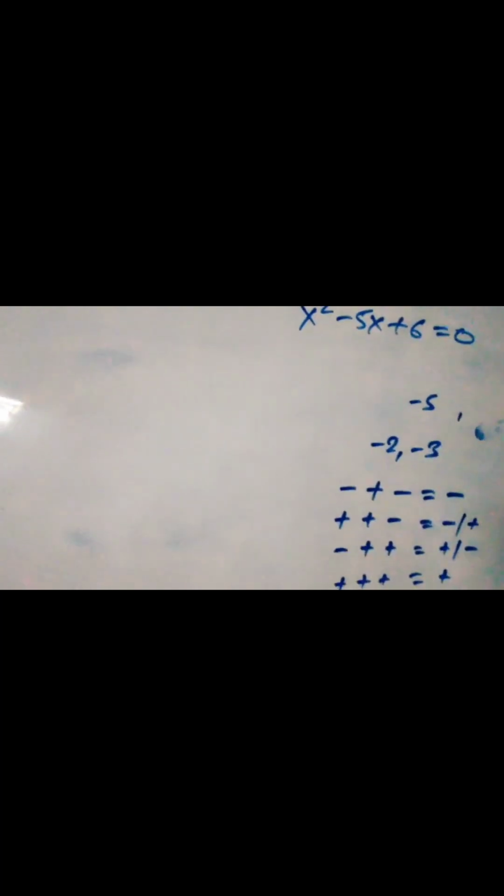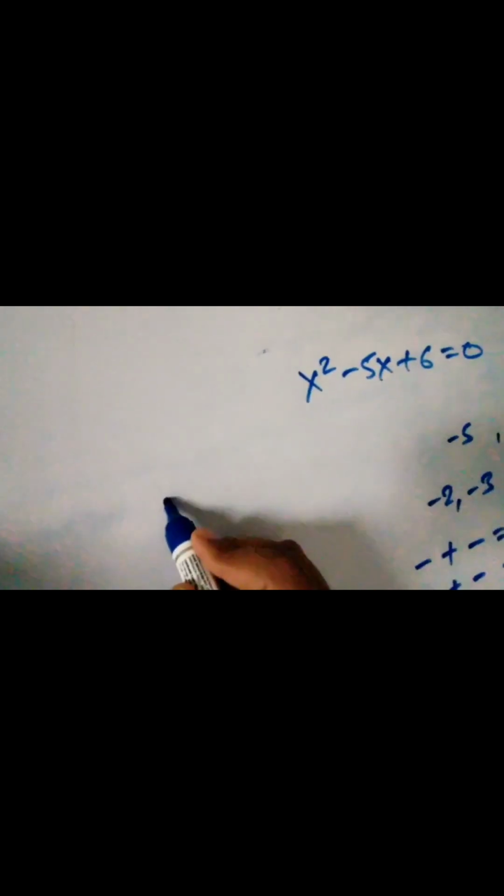Either negative comes, or positive comes. Negative plus positive, the sign depends on the larger number. But positive plus positive always comes positive. But here I need negative 2 and negative 3.